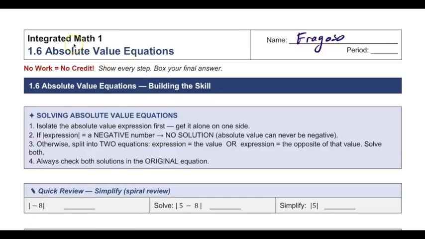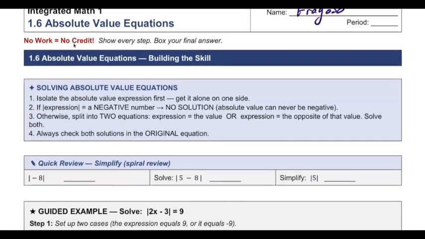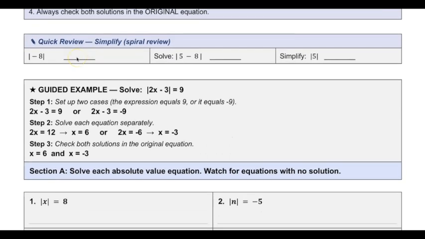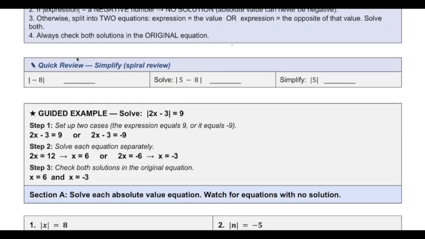Let's go over my 1.6 absolute value equations worksheet. So, how to solve absolute value equations. First, let's do a little review. So, absolute value of 8. Remember, absolute value is just how far you are from the origin. So here's 0, 8's over here. 8 would be 8 spots from origin. So actually, sorry, -8 would be 8 spots from the origin.